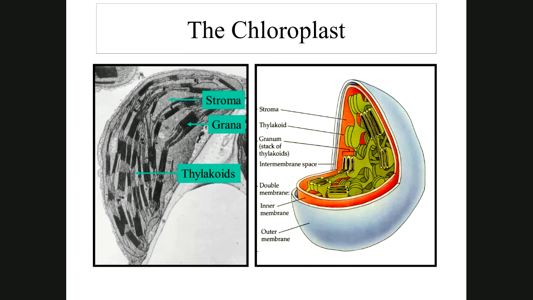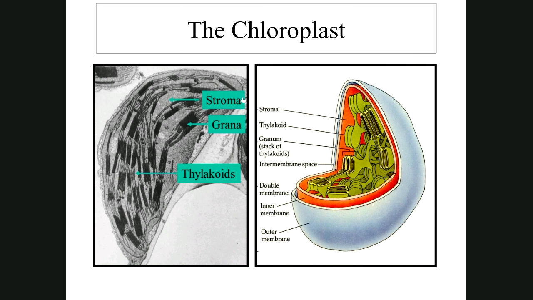Here are two pictures. The one on the left is a transmission electron micrograph of a chloroplast, and you can see the shape of the chloroplast, and you can see several things that are pointed out. The stroma is the fluid of a chloroplast. The chloroplast, look at the one on the right.